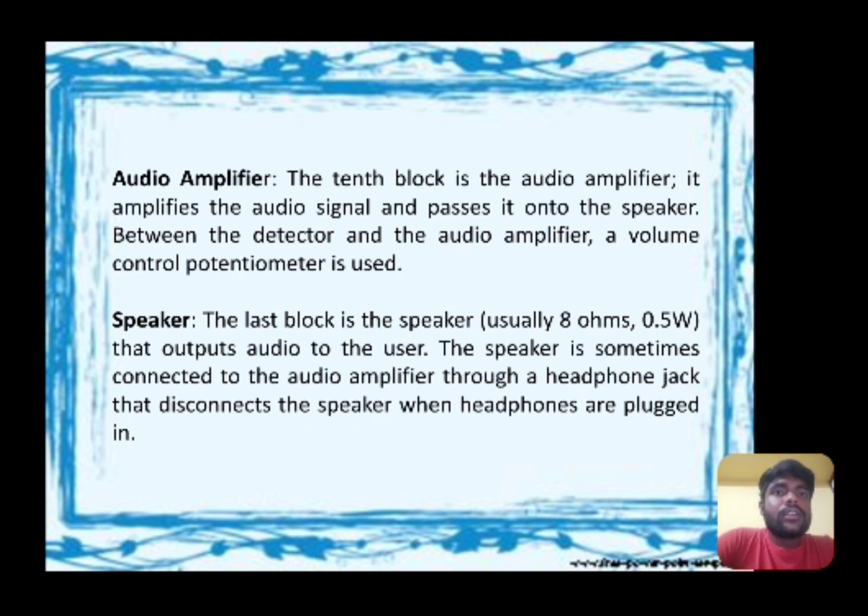The 10th block is the audio amplifier. It amplifies the audio signal and passes it to the speaker. Between the detector and the audio amplifier, the volume control potentiometer is used. Last is the speaker, the last block, which outputs audio to the user. The speaker is sometimes connected to the audio amplifier through a headphone jack that disconnects the speaker when headphones are plugged in.